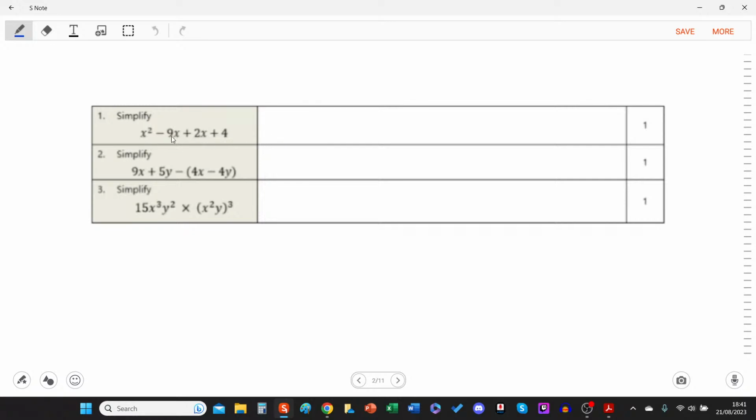So fairly straightforward. You've got like terms. So the negative 9x plus the 2x, there's nothing we could do with the x squared, and simplifying the x's, and the 4 is on its own too. Okay, so yes or no. It's either correct or it isn't. There's no, oh, nearly. Nope. It's either correct or it isn't, I'm afraid.